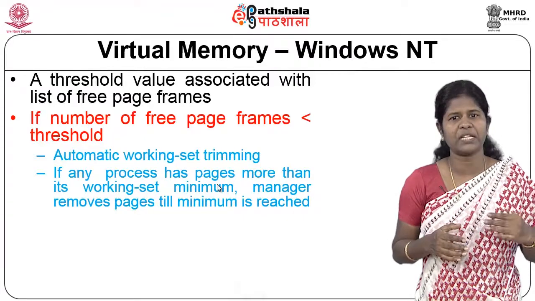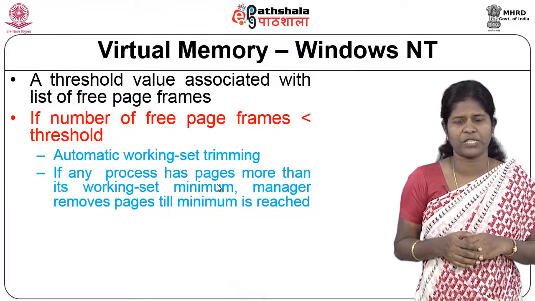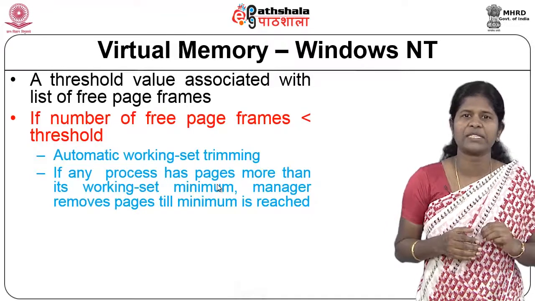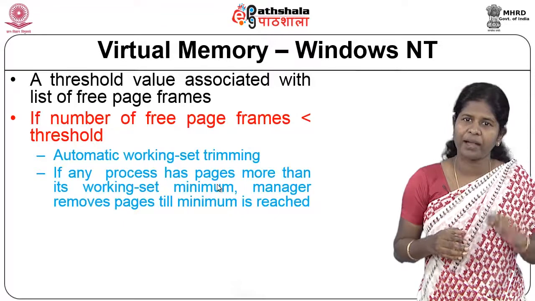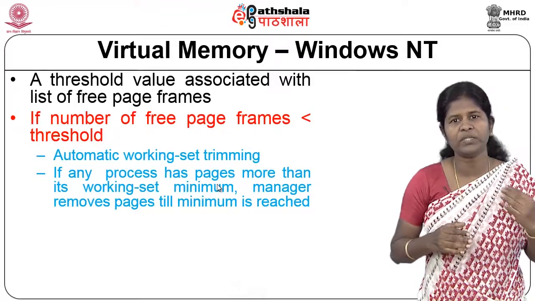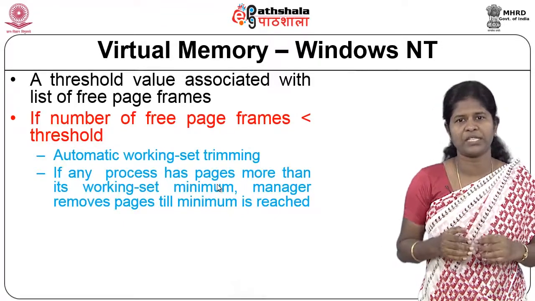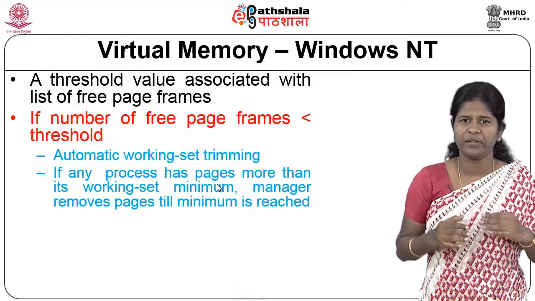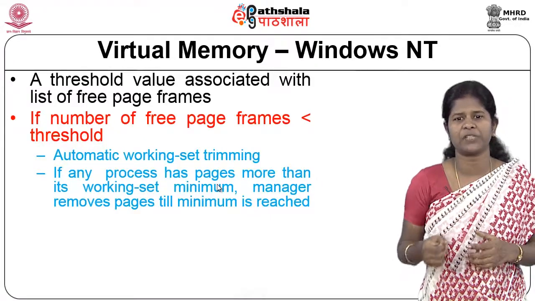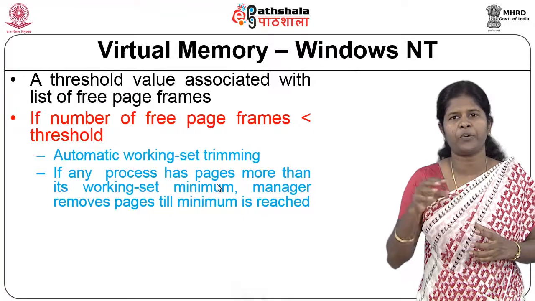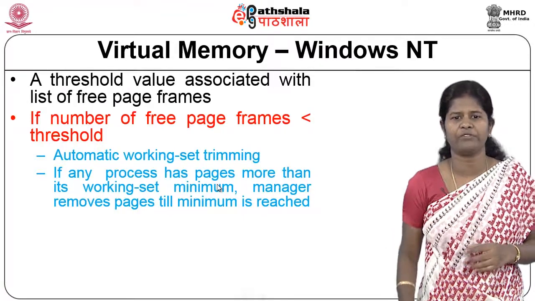It looks at the pages for those particular processes. It checks if the pages allocated to a particular process are more than the minimum number of pages that can be allocated to that process. If it is more than the minimum number of pages, it will remove those pages from that process and put them into the list of free frames.